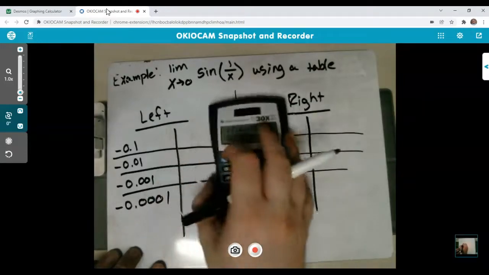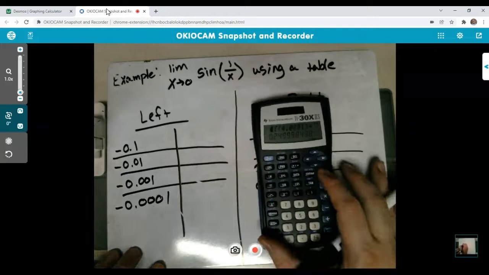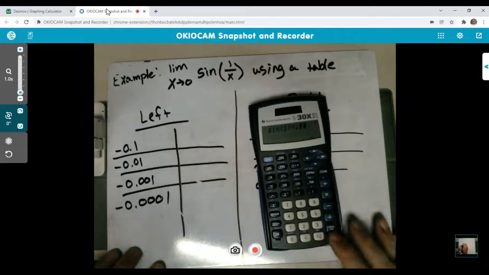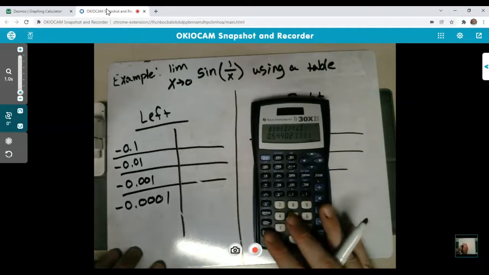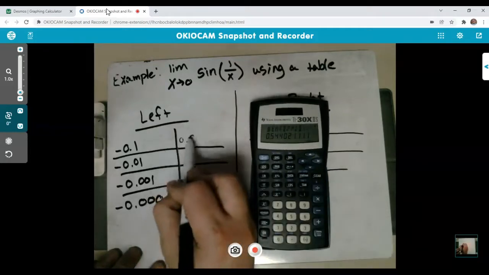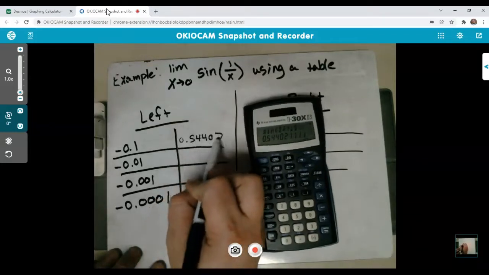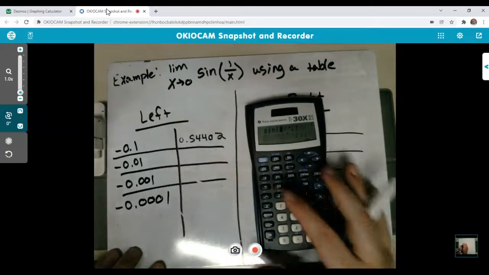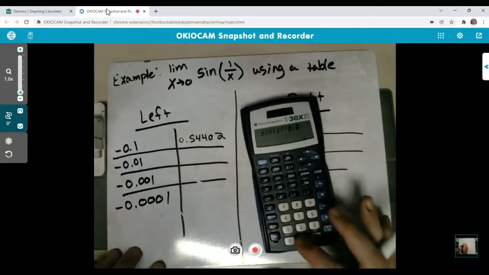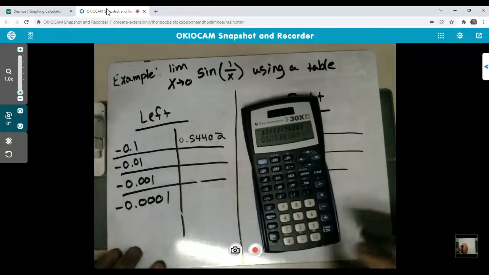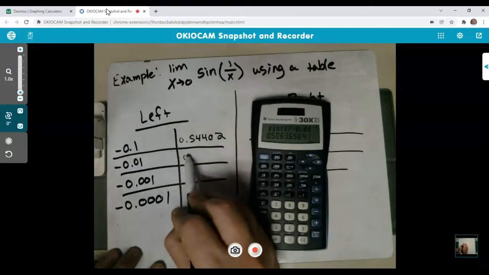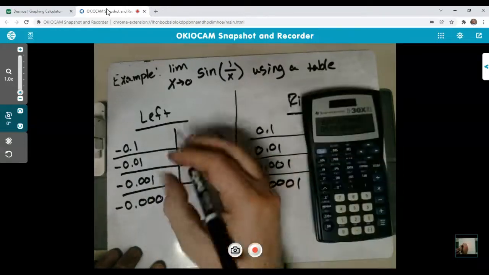And let's see what I get when I plug those in. All right. So that's sine of 1 over negative 0.1, which gives you 0.54402. Let's plug in negative 0.01. That would be 0. Trying to write without a pen right there is hard.